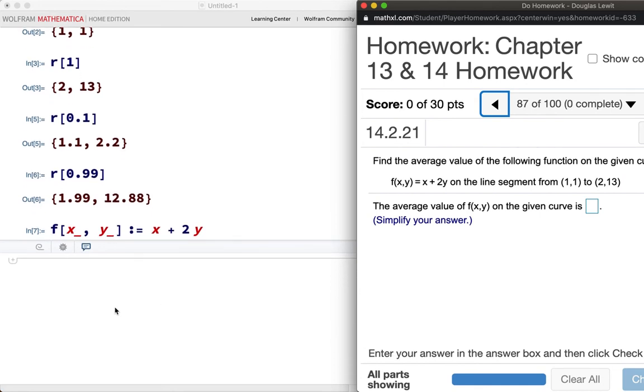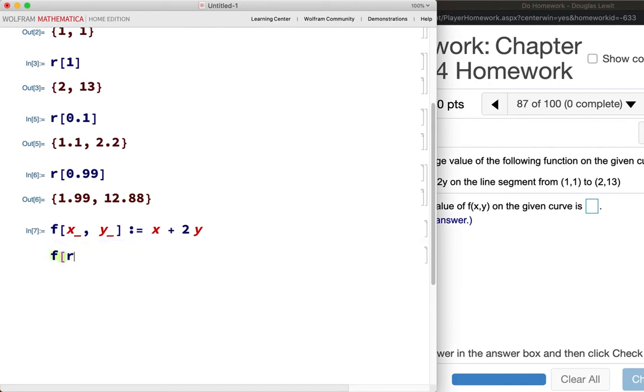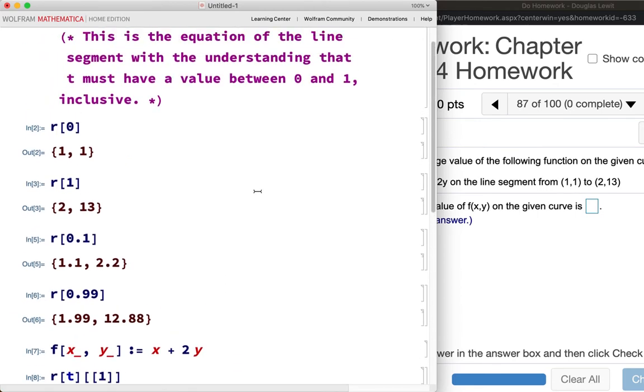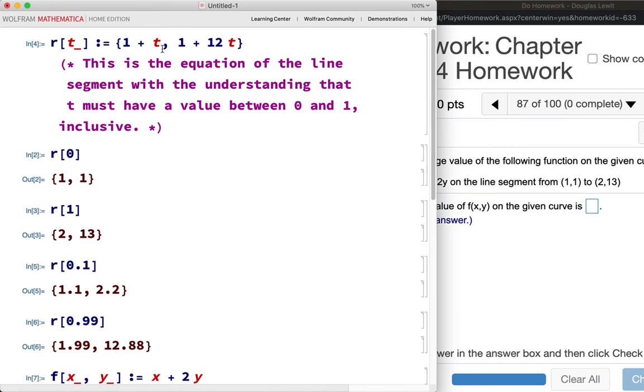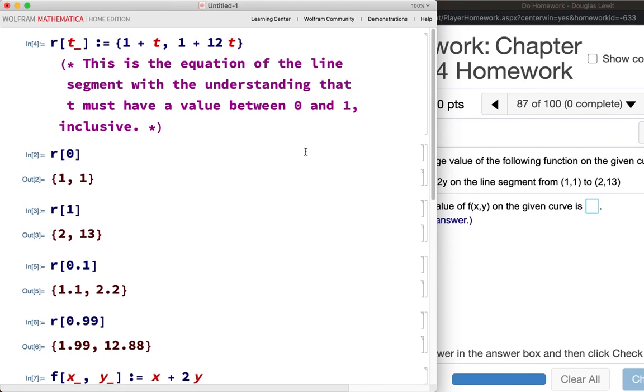So here we have to make some substitutions here, okay? So first of all, f of r of t, okay, so that's going to be the x value, okay? So what am I doing there? R of t1 is 1 plus t. 1 plus t is the x component of r of t. One plus 12t is the y component, or the second component of r of t.